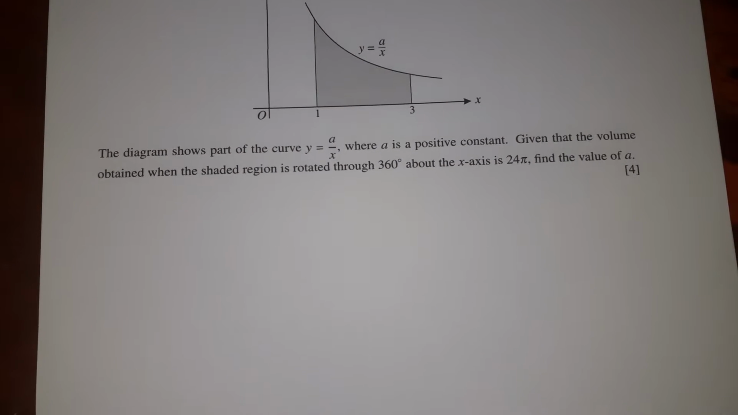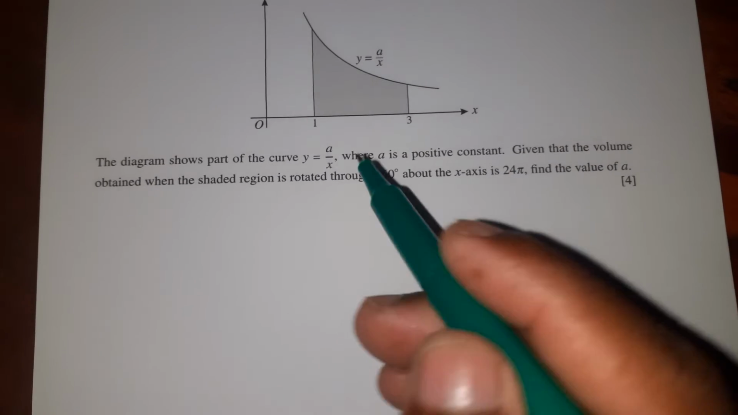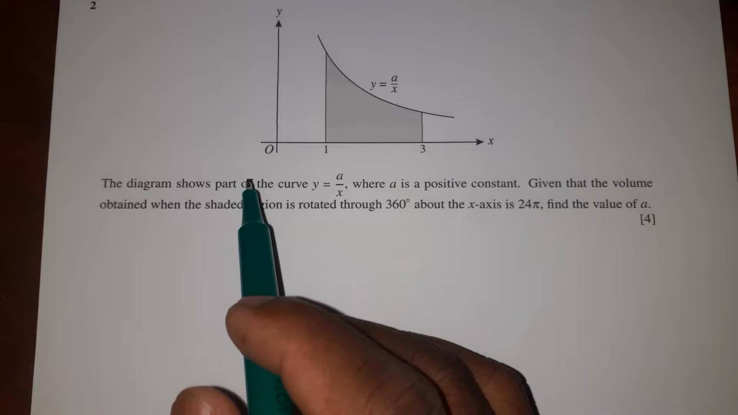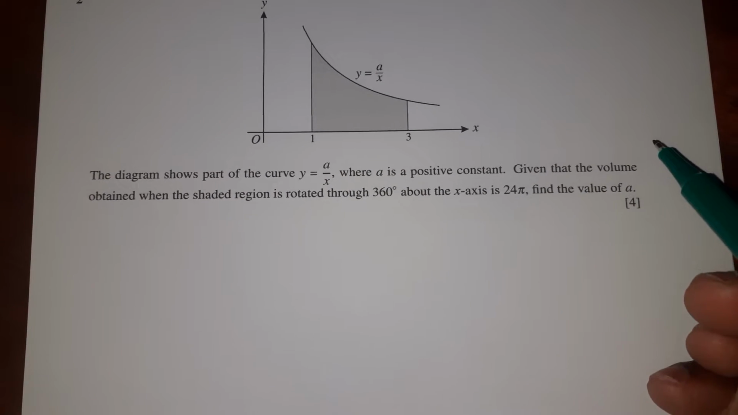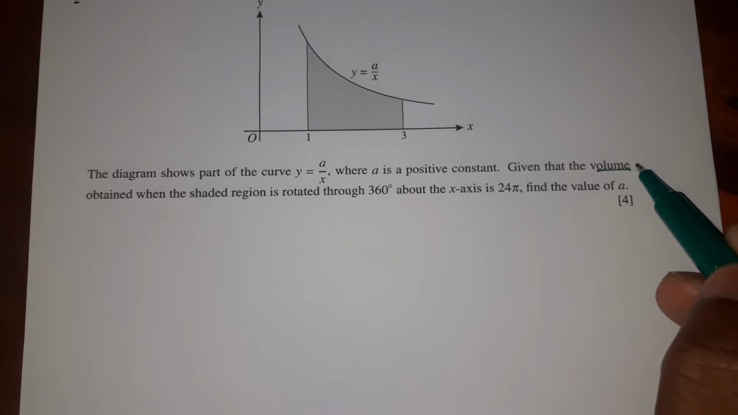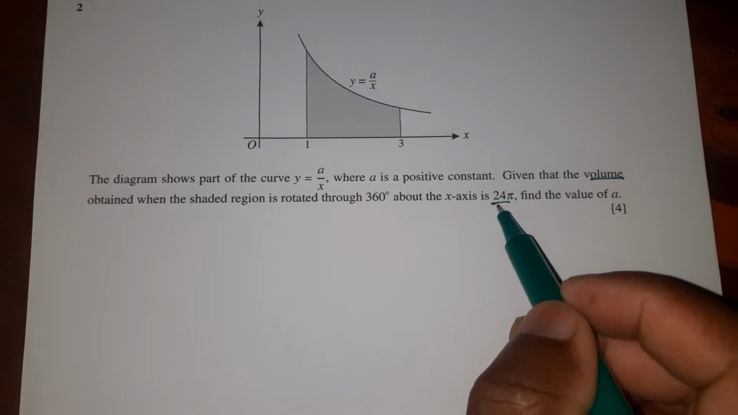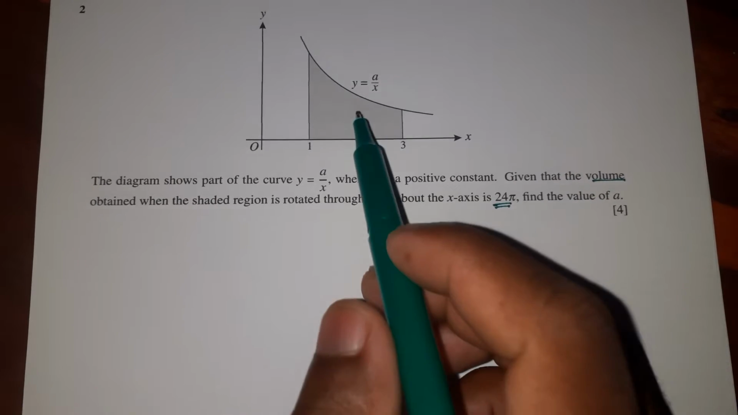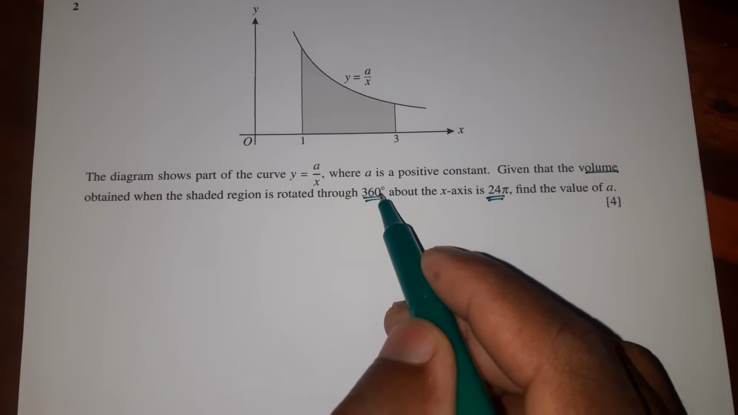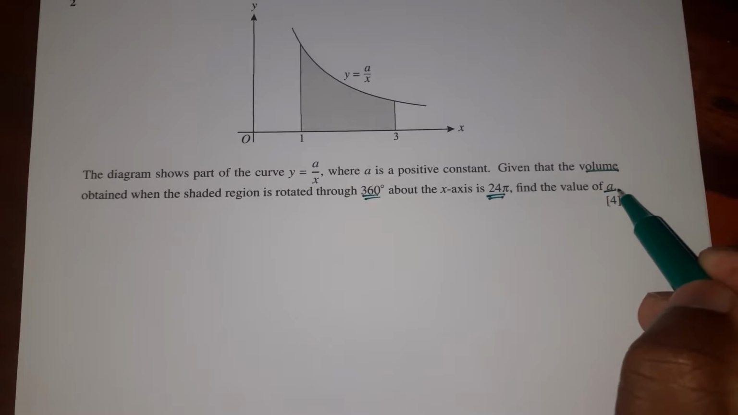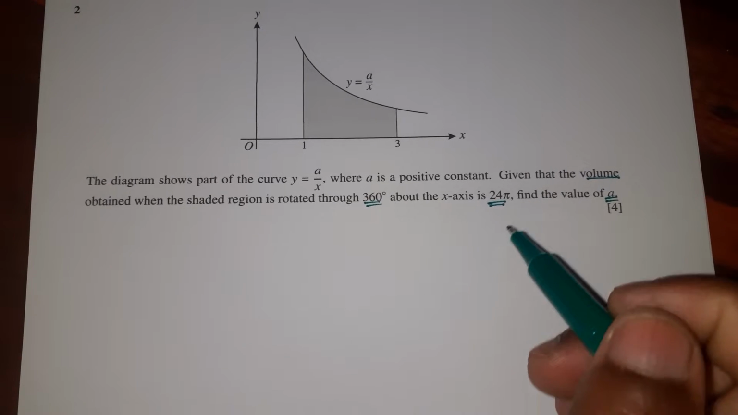In this video we want to look at solving this question, which says that the diagram shows part of the curve where A is a positive constant. We are given that the volume is 24 pi when the shaded region is rotated through 360 degrees. We now want to find the value of A of that curve.